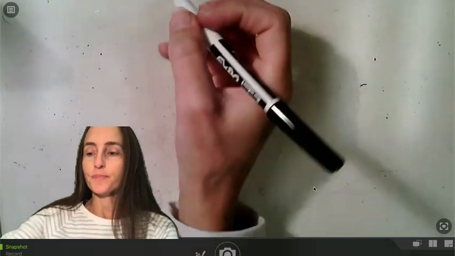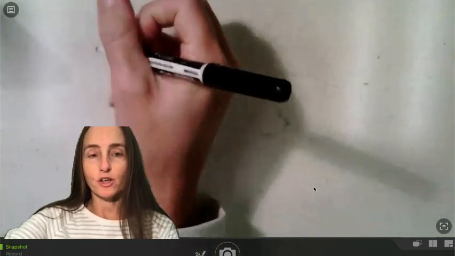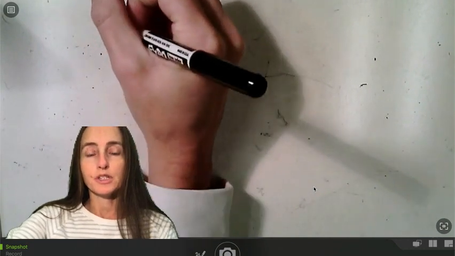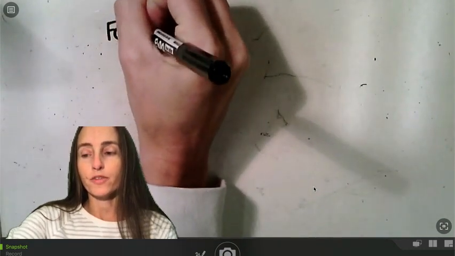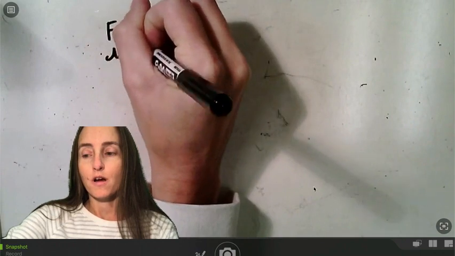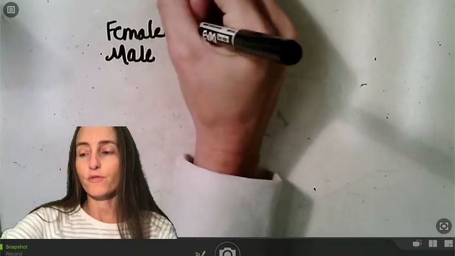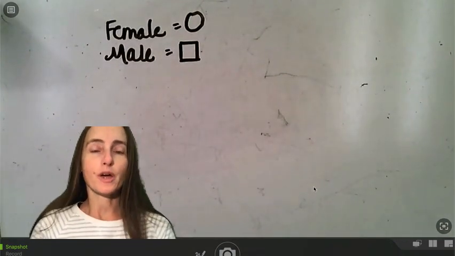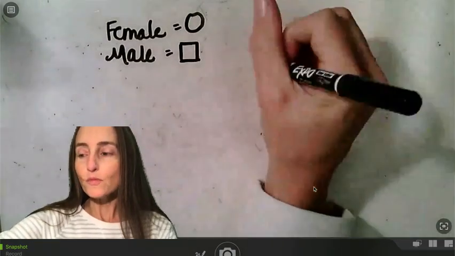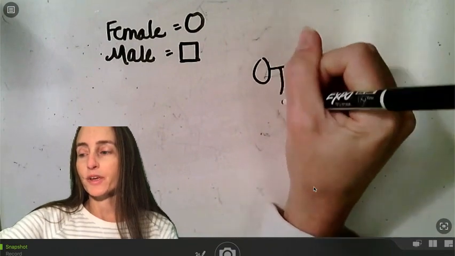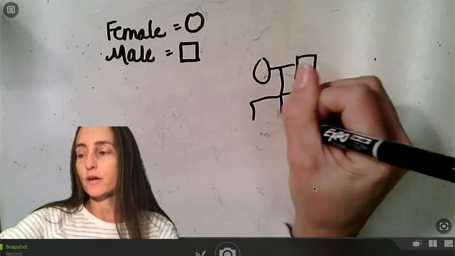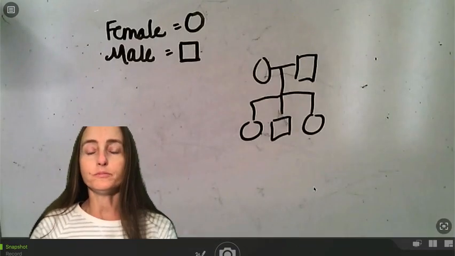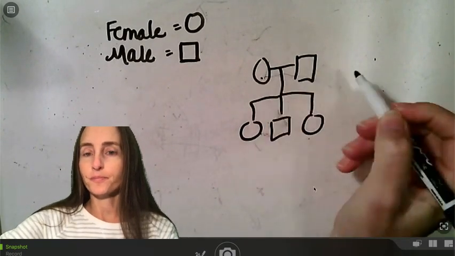So let's get started. First of all, there are some things you need to know, so make sure you're taking notes. You need to be able to determine what the symbols are on the particular chart. So females are circles, males are squares. When we look at a pedigree, it might look something like this for one small family group. That's a female, that's a male.